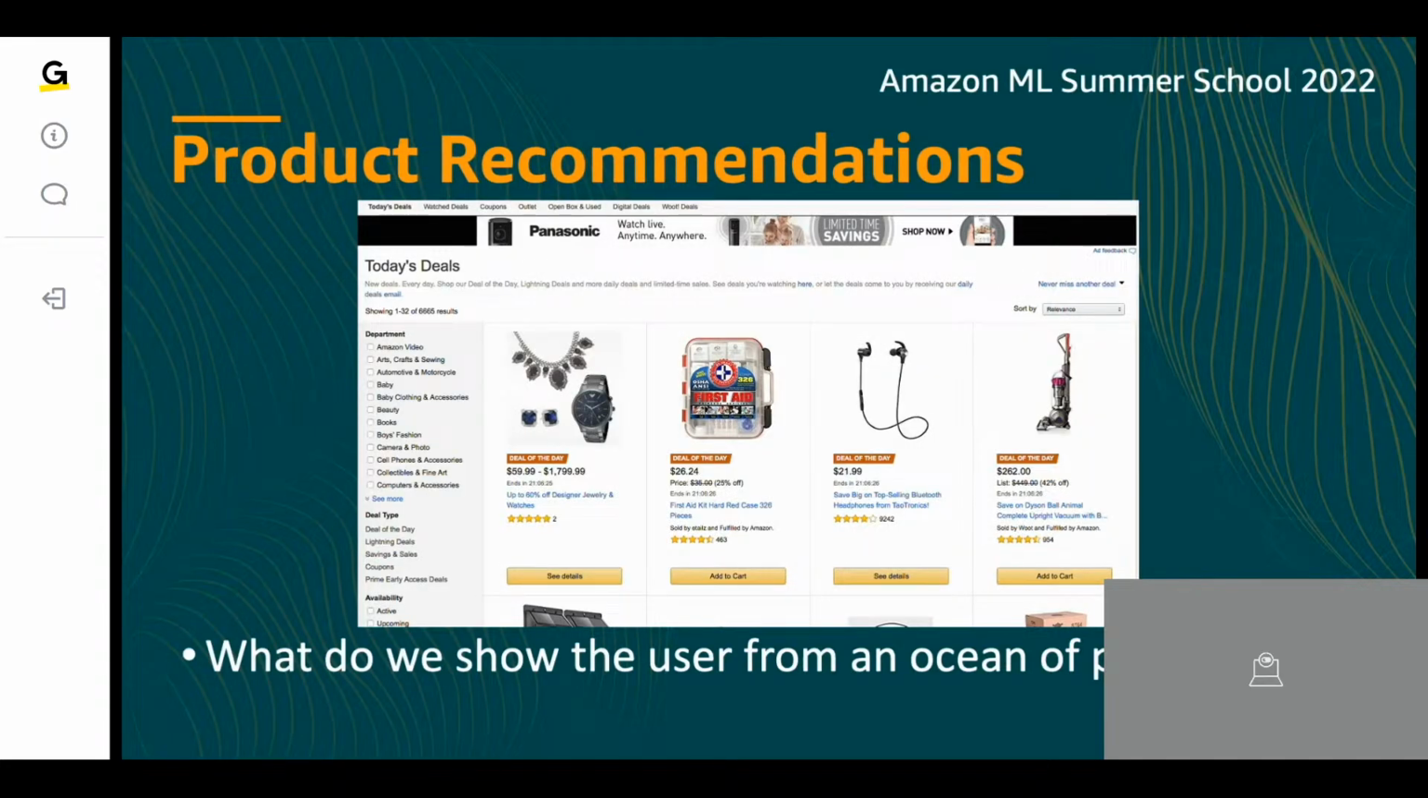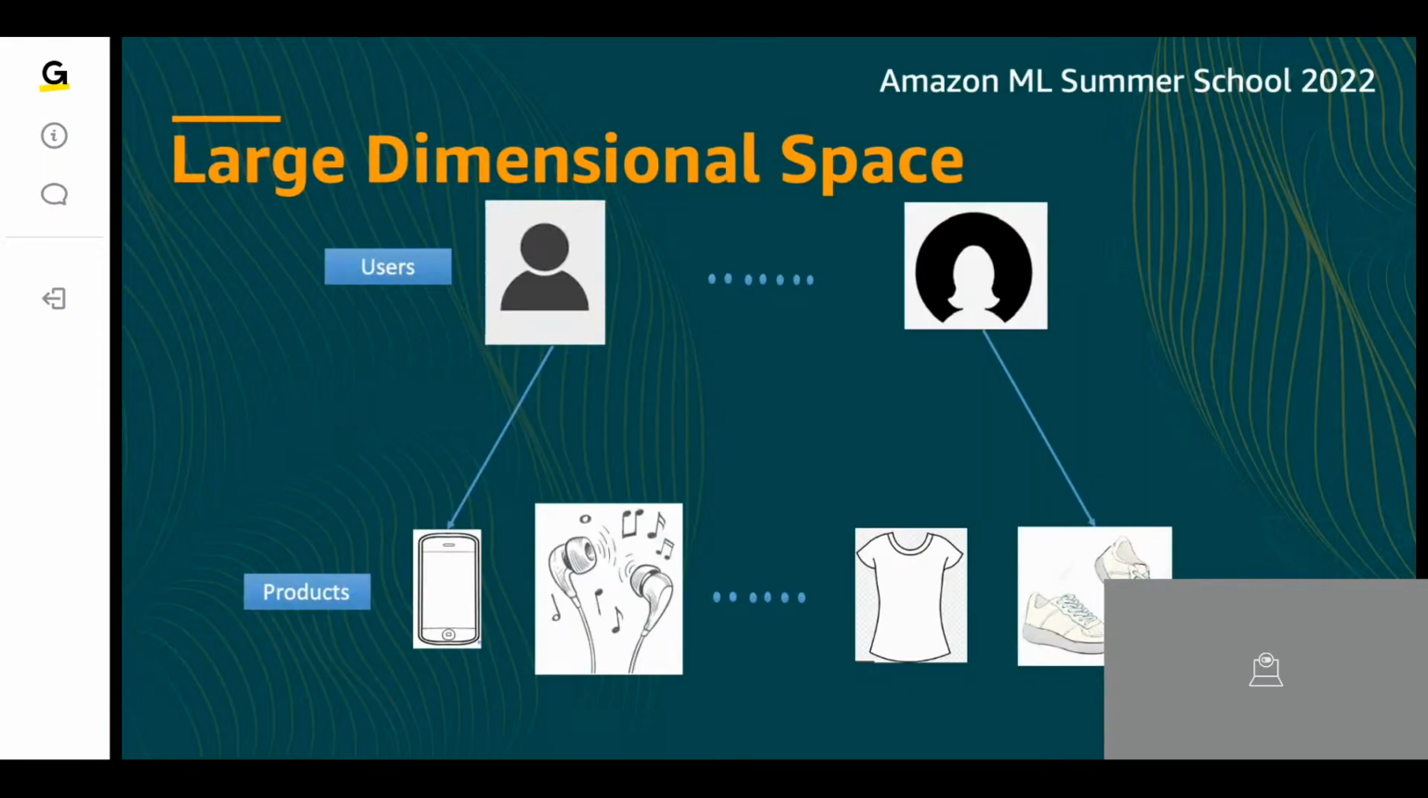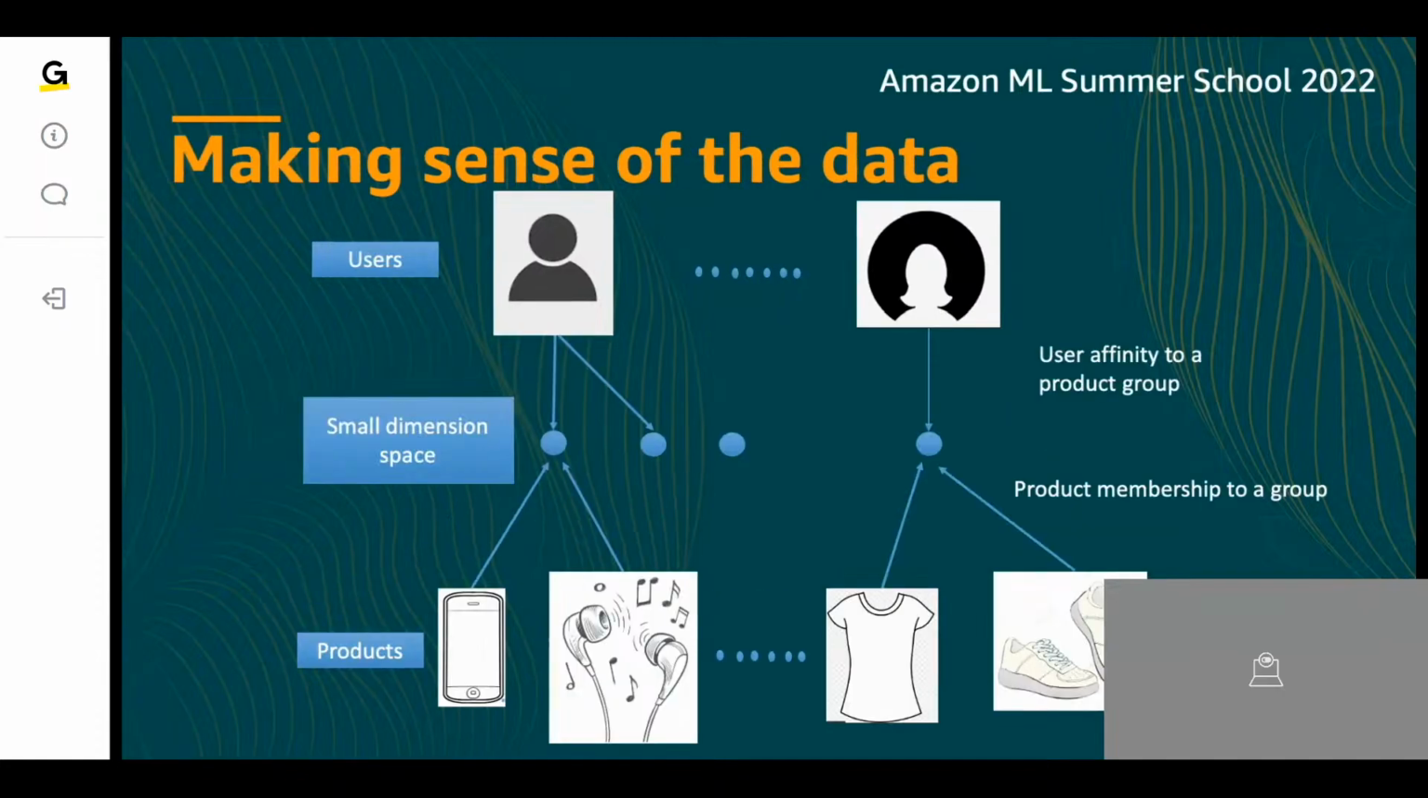So, for example, for product recommendation, the problem that we are facing is what kind of recommendations should we show to which user? In this problem, essentially you have lots and lots of users, and these users have interacted with, purchased or liked lots and lots of products. But then the question is, how do you utilize that information, right? So your original space itself is very, very large dimensional. How do you reduce the dimension of that space to be able to learn something useful out of it, right?